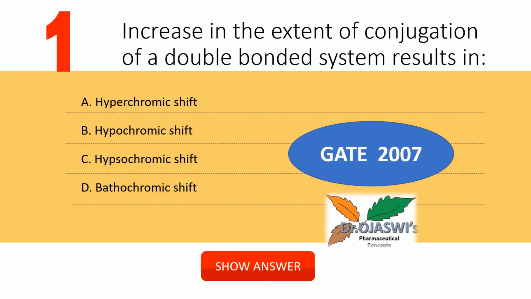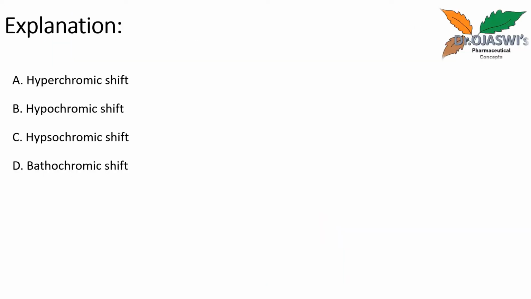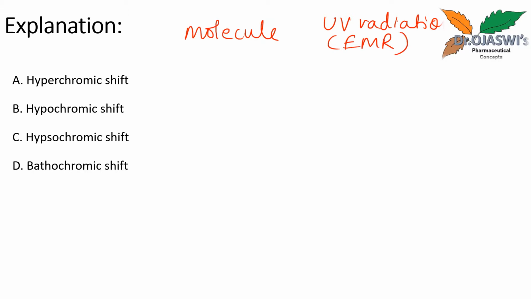The first question is: increase in the extent of conjugation of a double bonded system results in what? Let us first see what these are. We know that when any molecule absorbs UV radiations, as I told you earlier, these are the radiations from the electromagnetic spectrum, and they possess some energy with them.